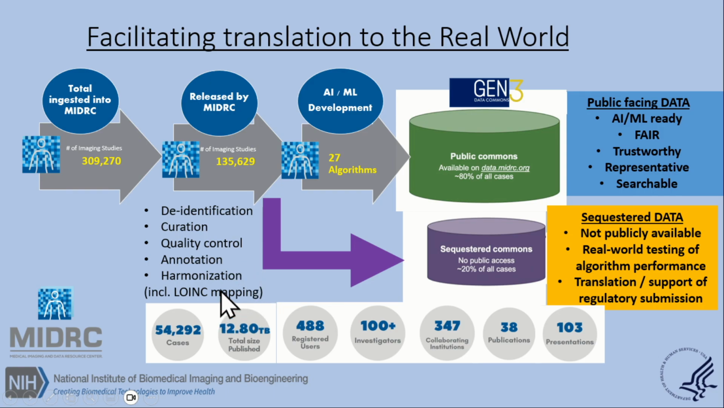And it's harmonized for computer-administered purposes through the LOINC, which is RSNA, another RSNA invention that NIBIB paid for. So then we have 27 algorithms in development, 135,000 imaging sets, which is about 60,000 patients. We'll release 80% of them on a public commons. Anyone can use it for doing AI, ML, fair, trustworthy, representative, and searchable. I mean, it has all the qualities you'll need.